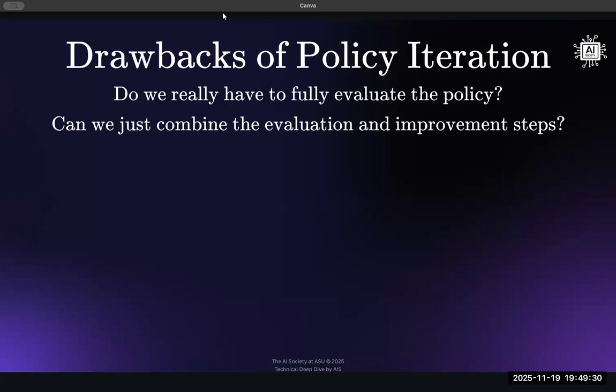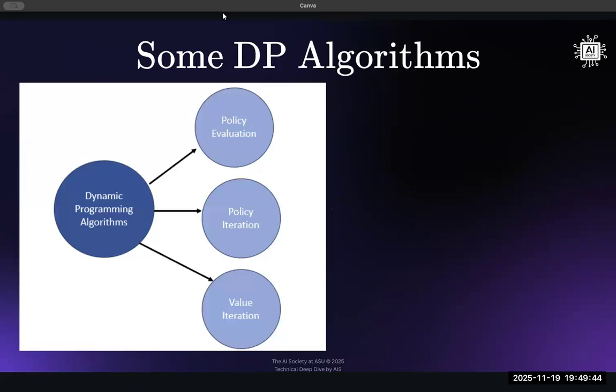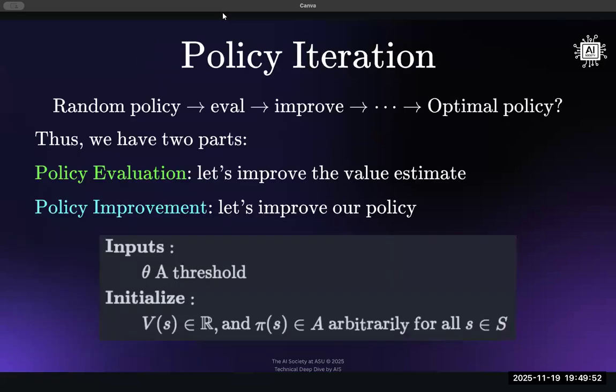But the drawback then is, do we really need to fully evaluate the policy each time? What if we can combine the evaluation and the improvement steps? So that's where value iteration comes in. So that's all the way here. Value iteration at the very bottom. It's kind of a little cousin of policy iteration, except that we sort of truncate the evaluation part.